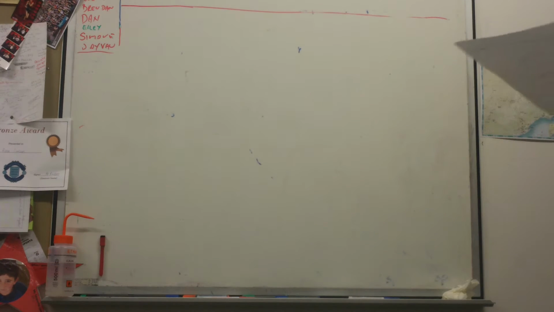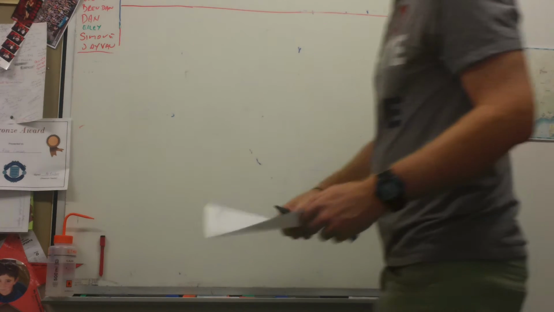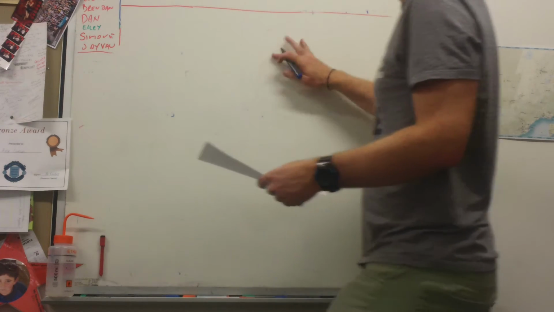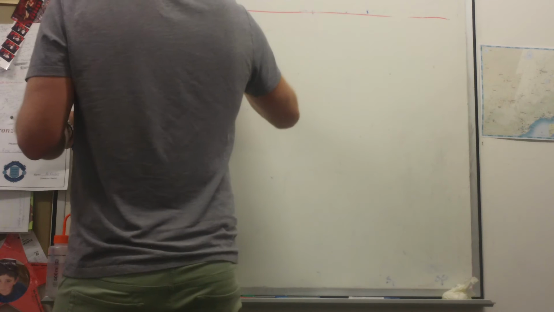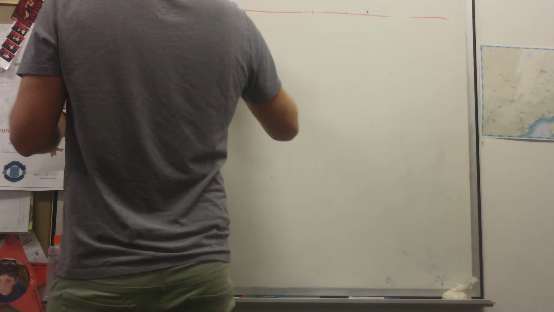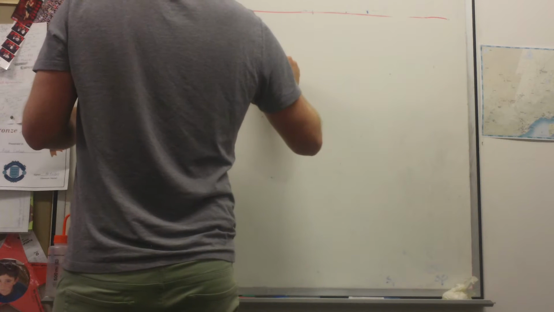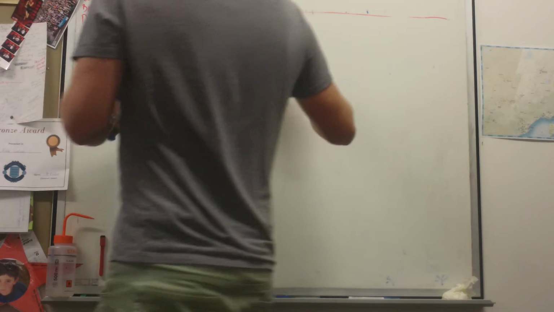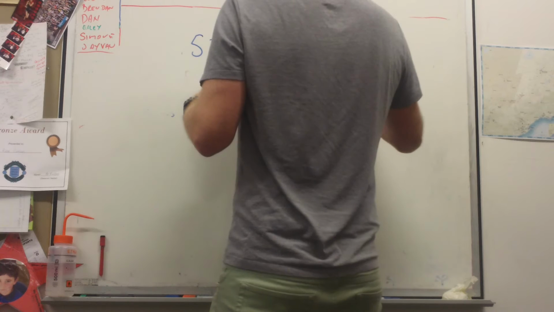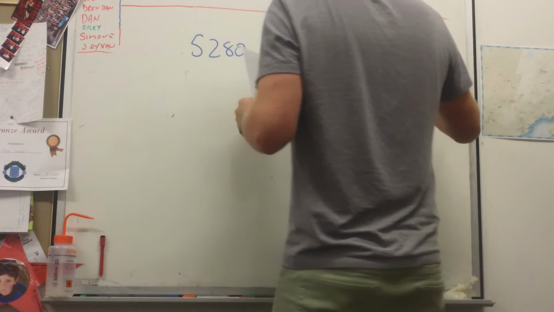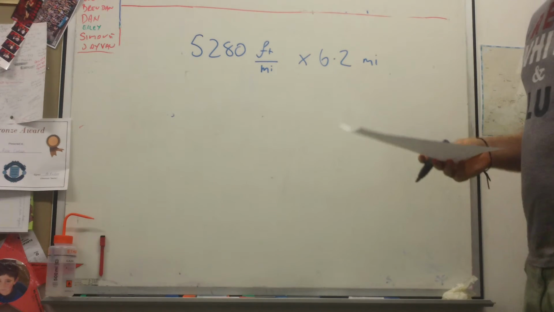The next one I'd like to do is 1.71A, where we deal with some unit issues as well as the mathematics. 5280 feet per mile multiplied by 6.2 miles. So this is 1.71A.